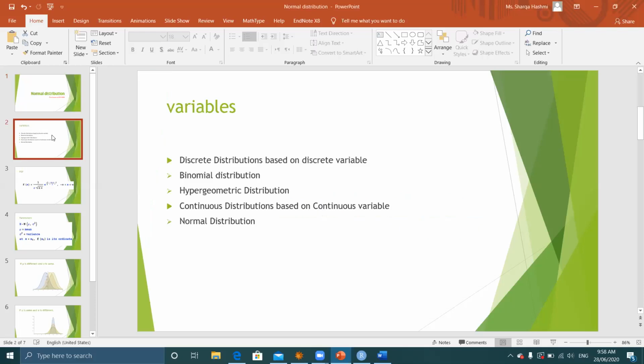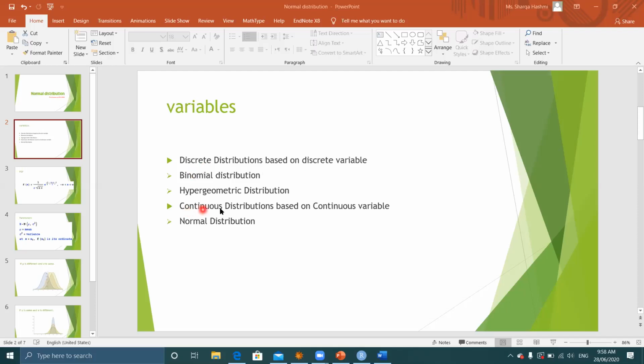Before going to the normal distribution, we will study about the two types of distribution. First one is the variable which is of discrete type, and in this we have studied two distributions. This is binomial distribution and hypergeometric distribution. Both are discrete distributions based on the variable of discrete type, and its function is called probability mass function, and range depends on the isolated values of the x.